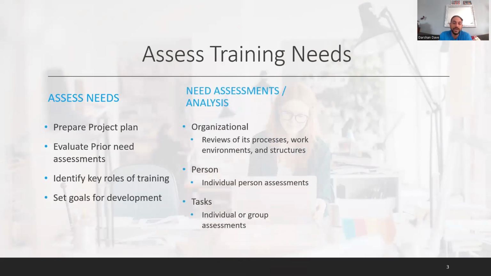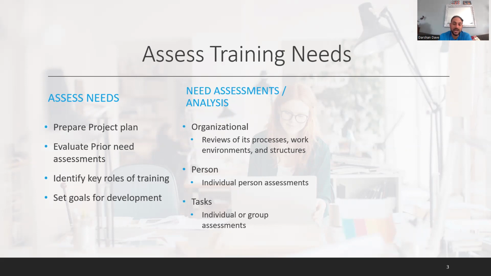Needs assessment analysis. We have a total of three assessment analyses here. One is organizational, the second is personal, the third is task. The organizational one is a review of the process, work environment, and structure. For the person, it is individual. We are not doing individual training for anybody here, but if we want to, we can go for the individual person assessment, which is more important. That is one by one, so one trainer gives training to one person. That way we can do the person-to-person assessment.